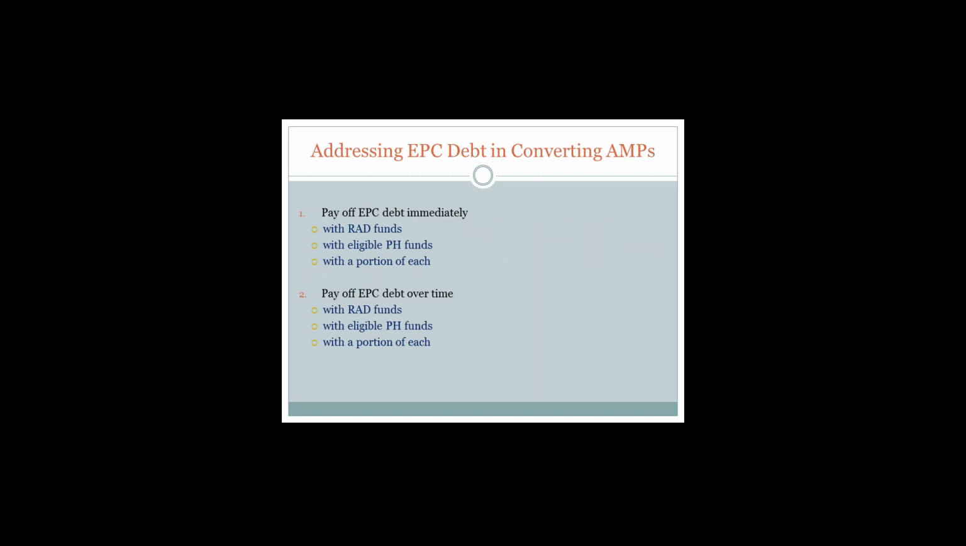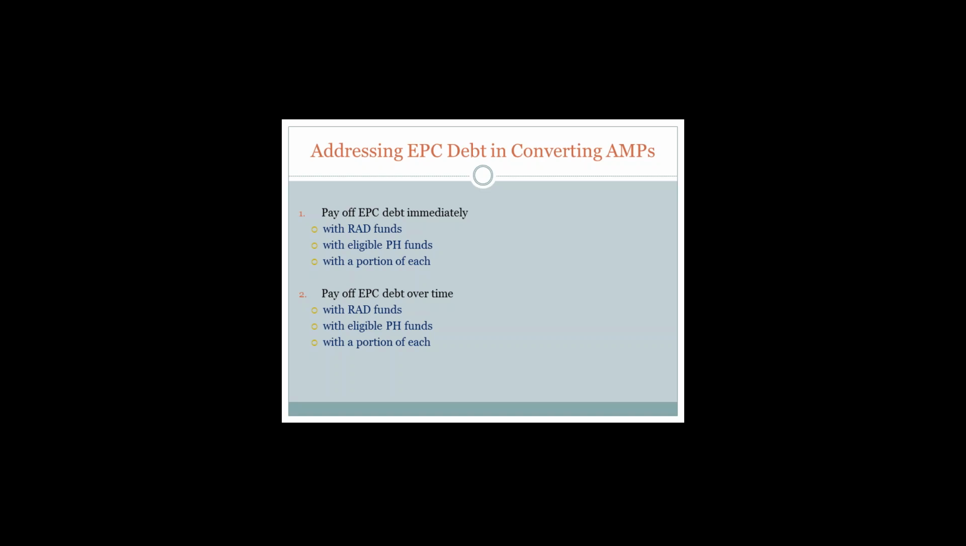So there are different ways to address EPC debt when you're converting some AMPs to RAD. You can either pay off all the EPC debt immediately by factoring it all into your RAD transaction. Sometimes, if you have enough operating reserves on your public housing side, you could pay off the entire EPC loan early using those, but there are caveats to all of this and rules about how you use your operating reserves. You can also, if you somehow had third-party grant money, not from HUD, use that, although I doubt that happens very often.